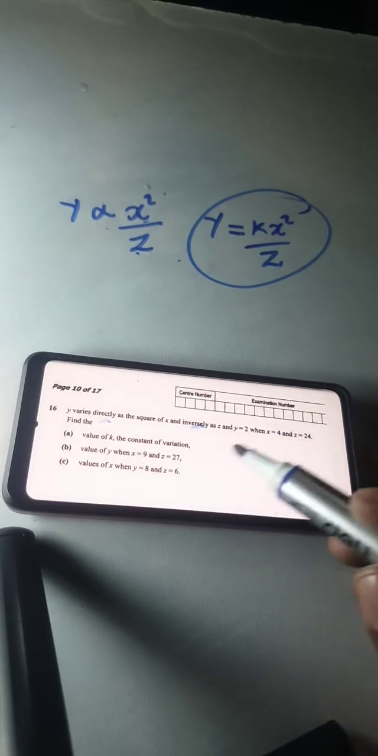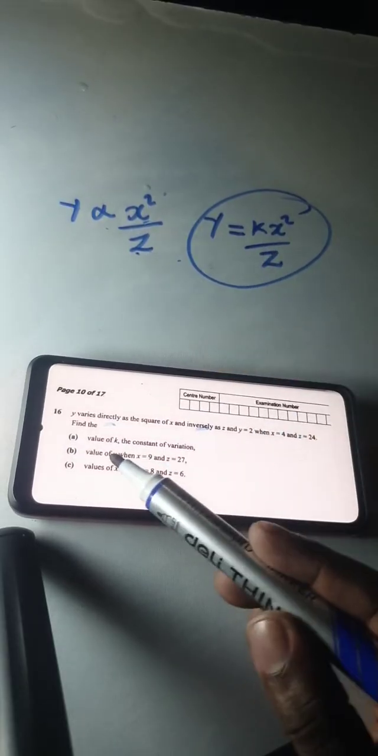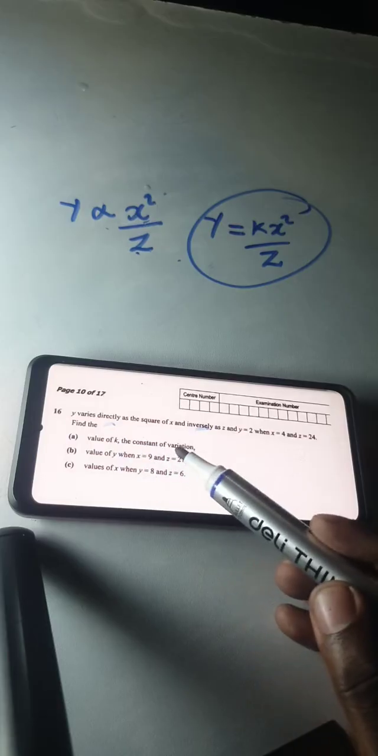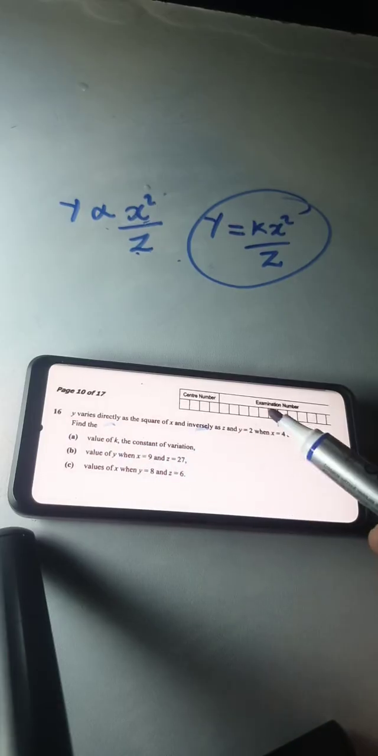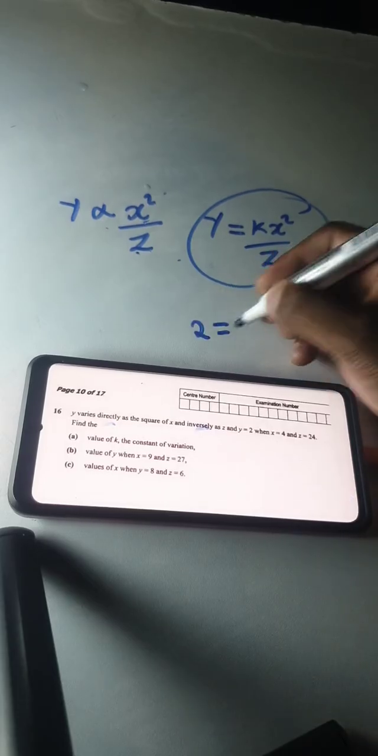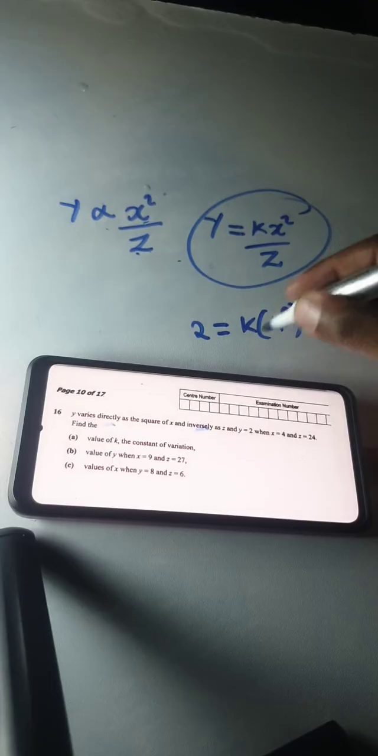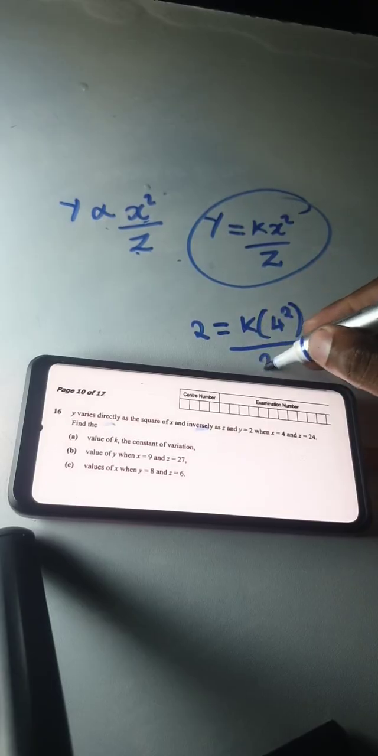The first one, they will always ask you to find k. So now we are being asked to find the value of k, the constant of variation, where our y is 2, our x is 4, and our z is 24. So we are putting 2 equal to k, which is what we want to find, times x, which is 4, so we have 4 squared over z, which is 24.